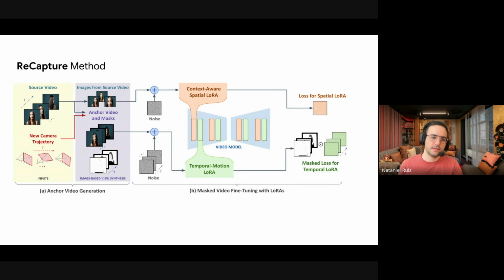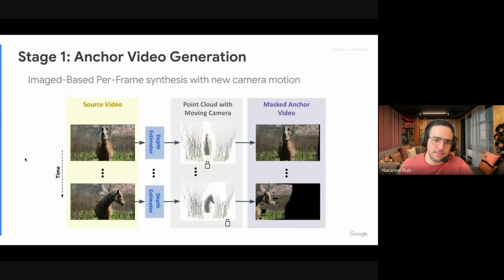Okay, so the method is a two-step method where first you have anchor video generation, and then you have a process called masked video fine-tuning. I'll talk about each one separately, but let's first talk about anchor video generation. The first idea is you generate a candidate video of the camera motion that you want with the subject motion that you want, but with some artifacts and some problems. It doesn't matter that it's bad. It just has to have what you want, which is the camera motion and the subject motion. We can fix that later, and that's the lesson in this work.